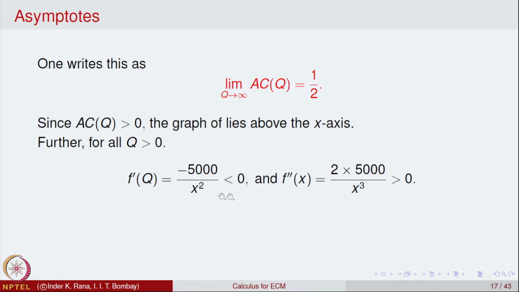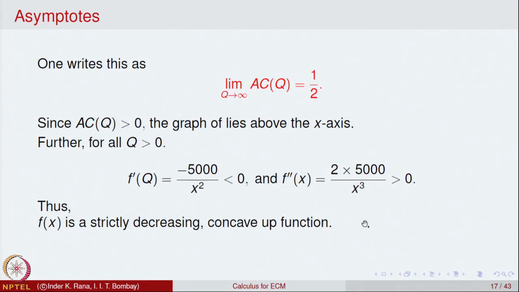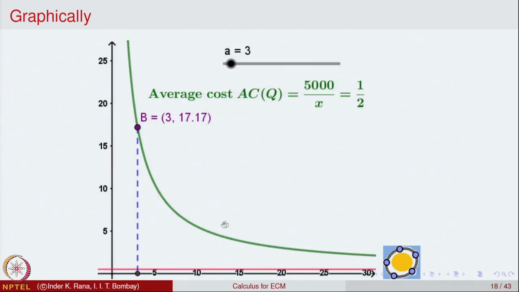So, what does that indicate? That means that the average cost function, here denoted by f, is decreasing and is always positive. It is a concave up function. So, one can look at it as a strictly decreasing and concave up function. Let us look at the graph of this function. It looks like this.